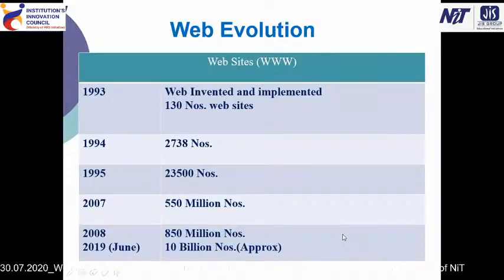Okay, the web evolution. The number of websites is shown here for 1993. When the web was invented and implemented, there were only 130 websites, but in June 2019 the number is approximately 10 billion. Now at least 1 billion more is coming, higher in July 2020. That is our increasing rate, from websites like www, google.com, yahoo.com, and that setup of websites and the web. Next.